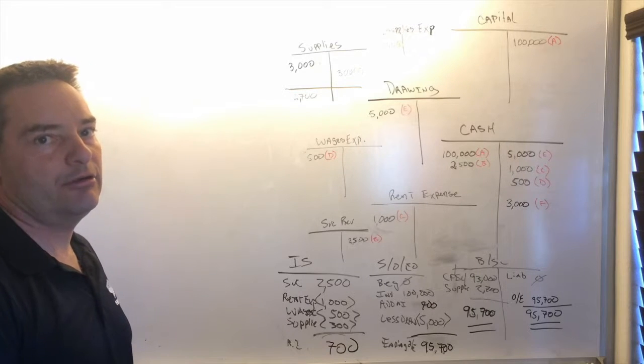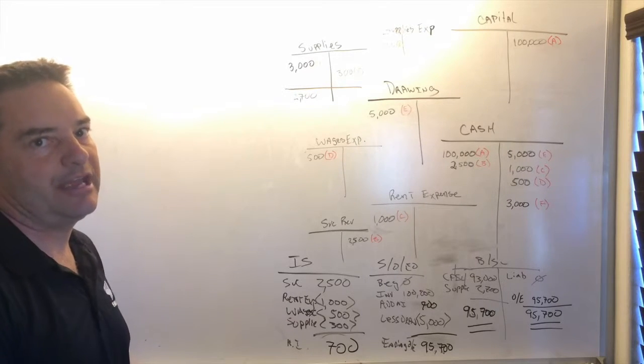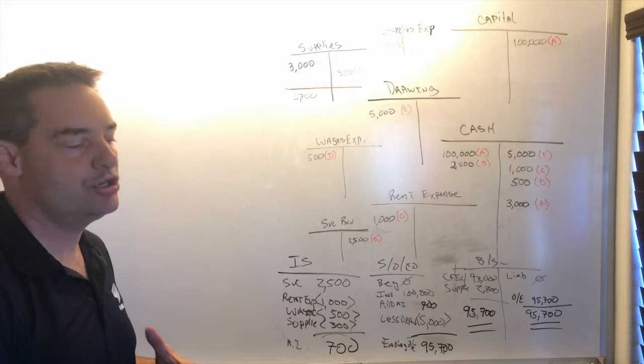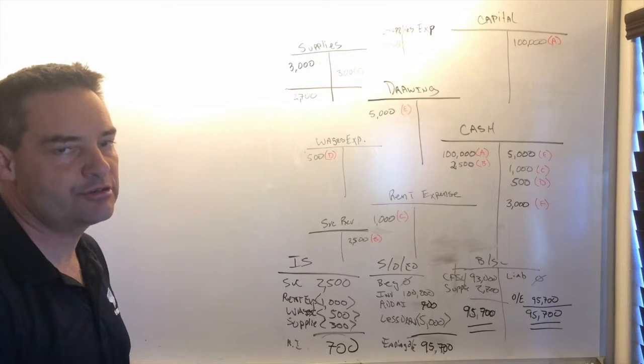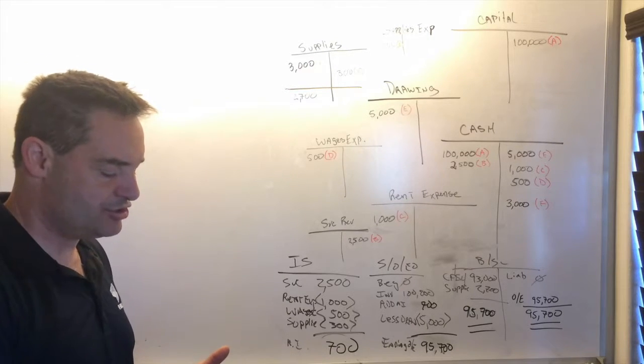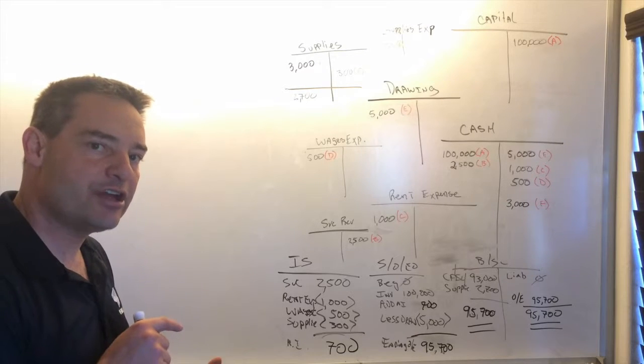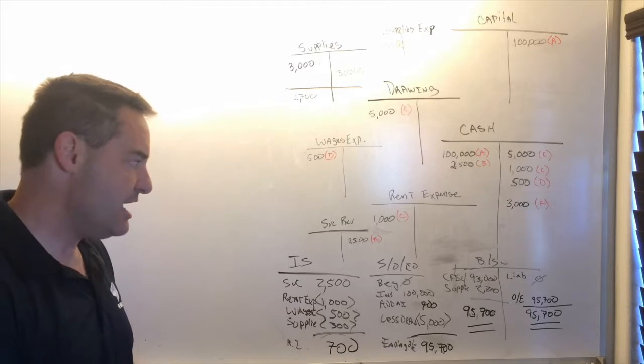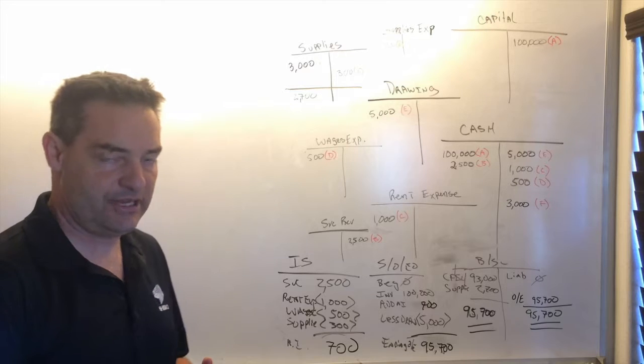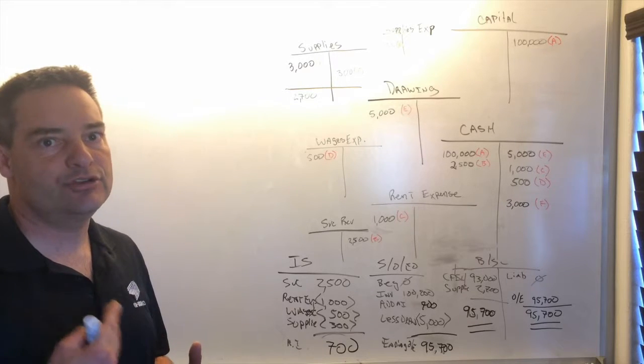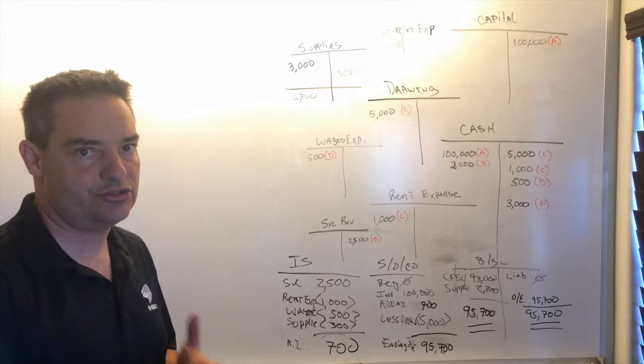What I want to do here is use an example to do the closing journal entries. And remember, closing journal entries are done after you've done your general journal entries, after you've done your adjusting journal entries, after you've created your financial statements. That's the time for doing your closing journal entries.